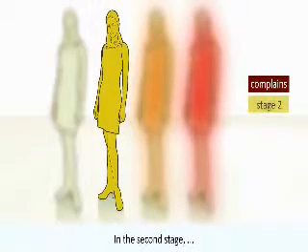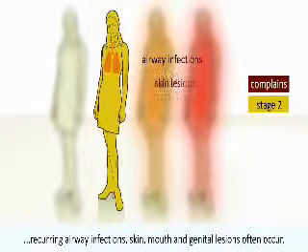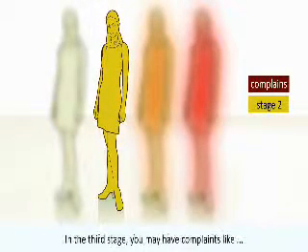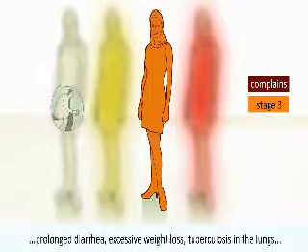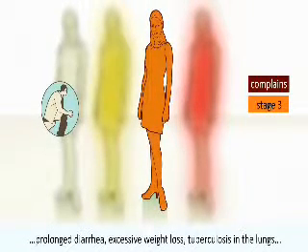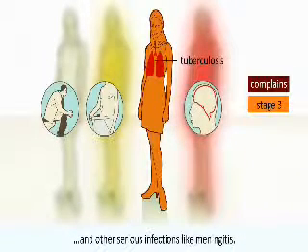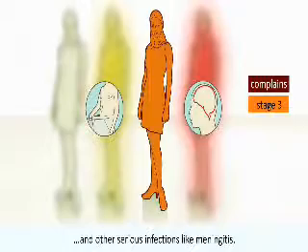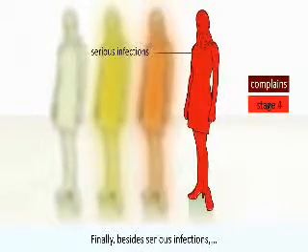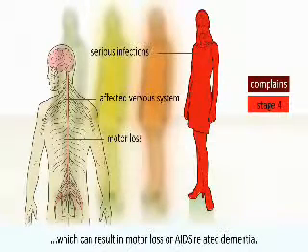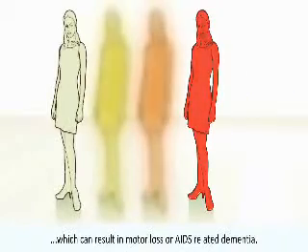In the second stage, recurring airway infections and skin, mouth, and congenital lesions often occur. In the third stage, you may have complaints like prolonged diarrhea, excessive weight loss, tuberculosis in the lungs, and other serious infections like meningitis. Finally, besides serious infections, the nervous system may be affected in the fourth stage, which can result in motor loss or AIDS-related dementia.